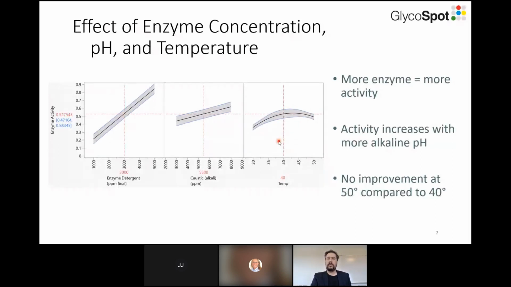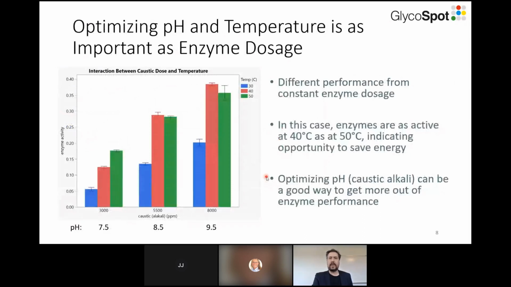So to explore this in a bit more detail, another experiment was done in a similar case. In this example, the concentration of the enzyme was kept constant. It's still showing the enzyme activity here on the y-axis. And then what was adjusted was, again, the amount of alkali that was added. This is an independent experiment from the previous data that I showed, but with the same concentrations.